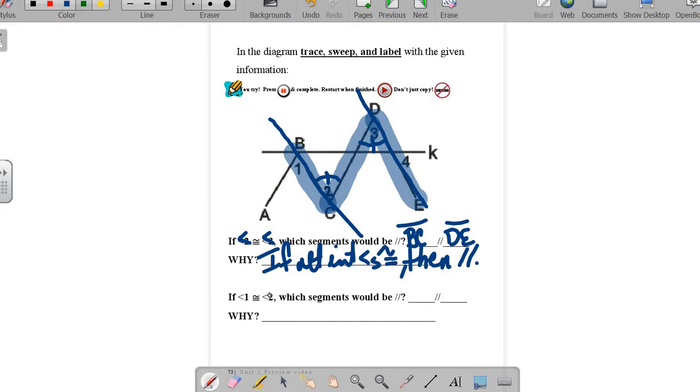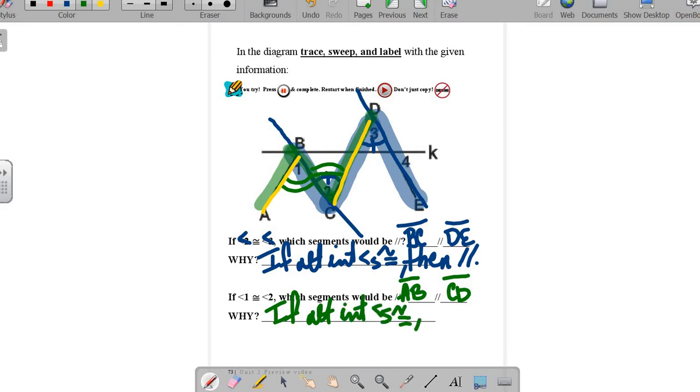Here's another scenario. If 1 and 2 are congruent, so 1 and 2. Here, your armpits of the Z would be this way, which means your parallel segments now are AB and CD. So AB is parallel to CD, and the reason is if alternate interior angles are congruent, then you have parallel lines.